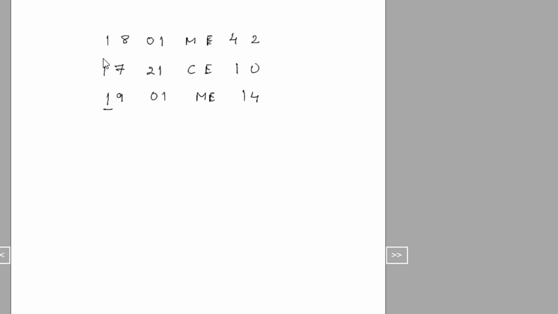So we have a single digit. What is a single digit? 0 to 9. Then we again have a single digit, 0 to 9. Again a single digit, 0 to 9. Again a single digit, 0 to 9. Right? Now you have a single character.